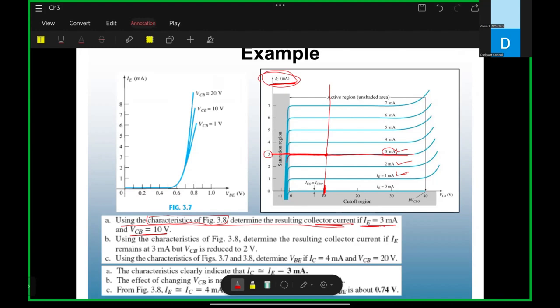Are you clear now? So first you have to choose the IE value, then you have to choose the VCB value. Just draw a line like this where they cut each other. You have to draw a parallel line and find the value of IC from there. Right? Okay. Just try to do the second question, B part, and just tell me.